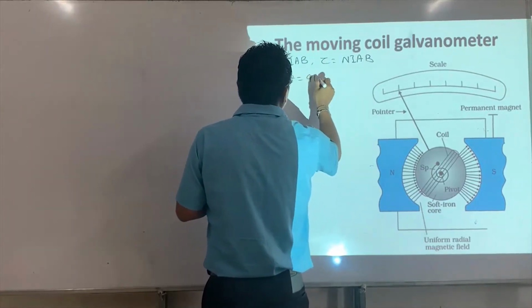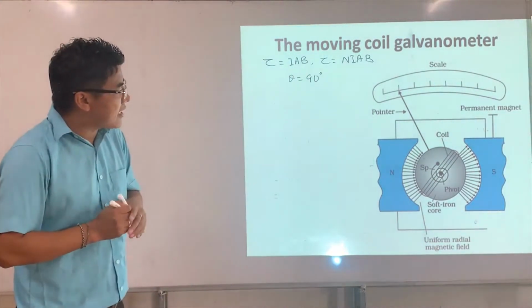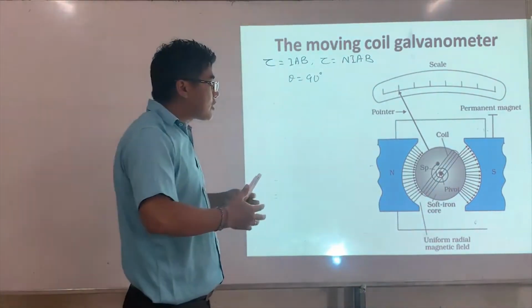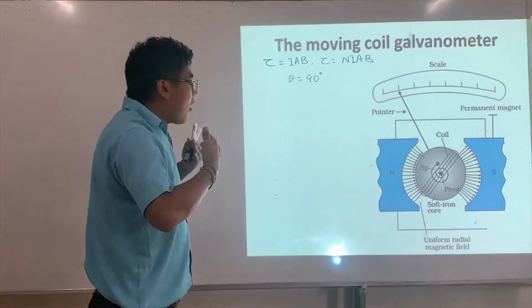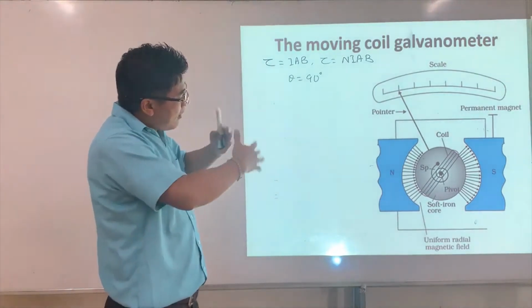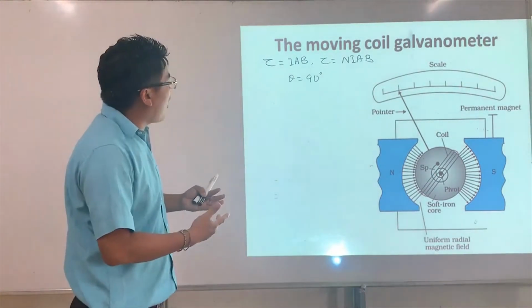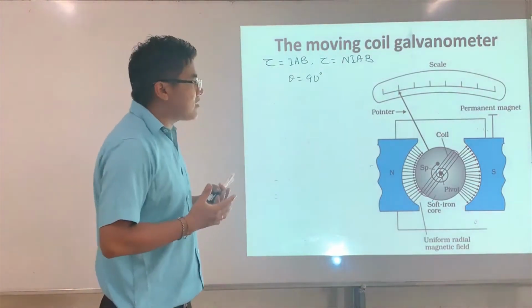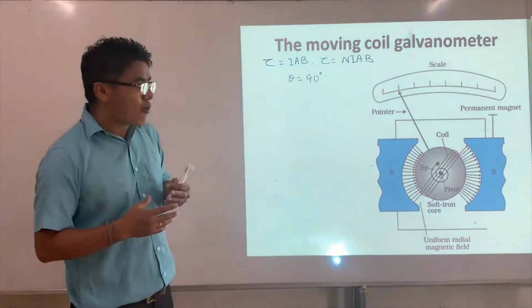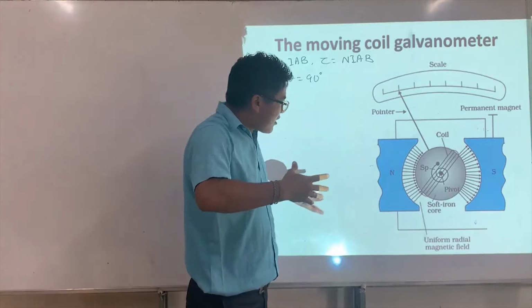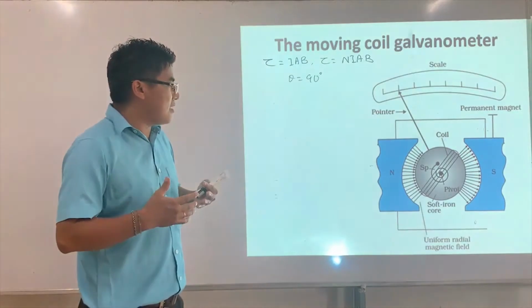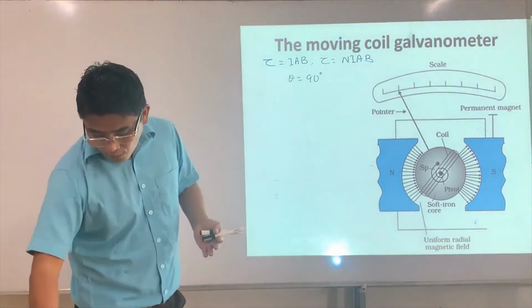where theta is always 90 degrees. Why is theta always 90 degrees? It is a radial magnetic field, right? Since this is a cylindrical iron core, it allows the field to be always radial to the coil. If it is radial to the coil, then the angle is going to be 90 degrees. So this is the significance of the cylindrical iron core. Another significance of a soft iron core is that it increases the magnetic field strength, so therefore the torque would be more.